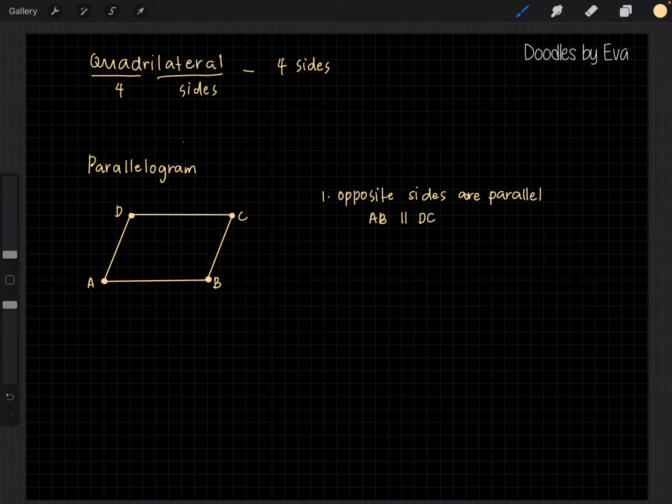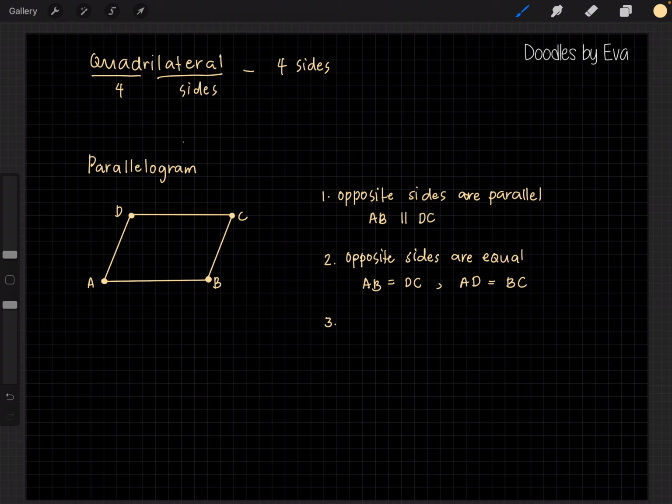DC. Okay? Next, another property of a parallelogram is the opposite sides are equal. Okay, so what are these sides? Line AB is equal to DC, and then line AD is equal to BC. Okay, so those are the sides that are equal.